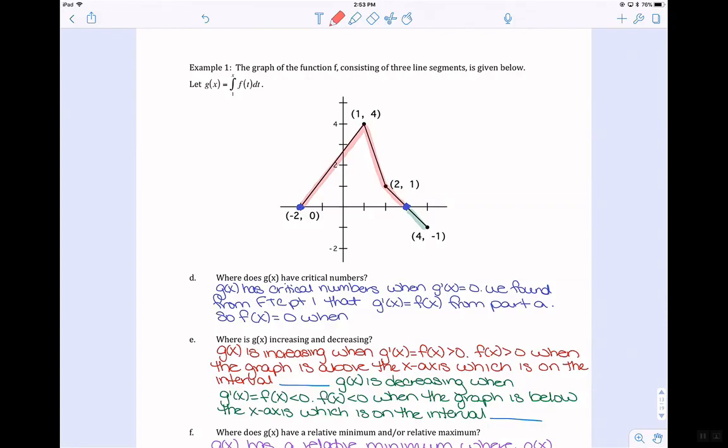So now, let's figure out some critical numbers. So g of x has critical numbers when g prime is equal to 0. We found in part A that g prime is equal to f. So if I want to know when g prime is equal to 0, I really want to know when f is equal to 0, which in this case are 2 coordinate points here and here, x equals -2 and x is equal to 3.